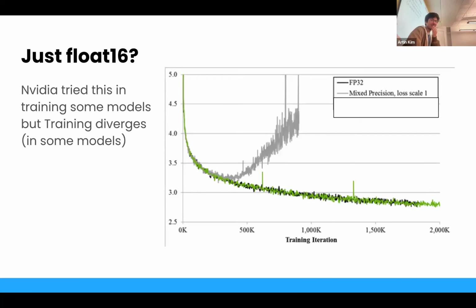Anyways, NVIDIA tried this. That's their graph. It diverges for some models. For some models it's okay, just doing this has a performance hit, but some models completely diverge, and they're like, oh shoot, it's not even possible. How do we do this?